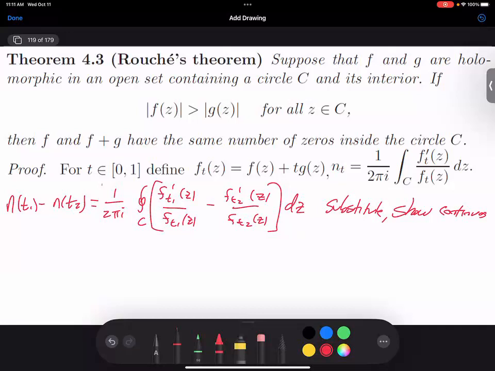Well, right, but what should be true about the integrand if t1 is close to t2? It should be very small. And that should be coming from continuity. So now this is where we get to play Who Remembers Real Analysis. I'll be your host today. All right. Who remembers uniform continuity?